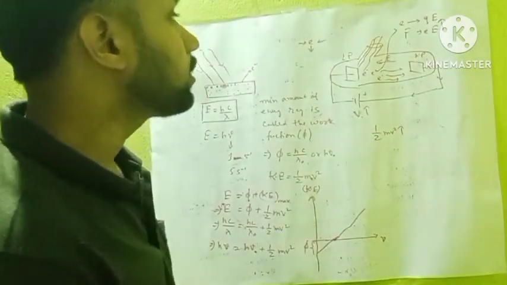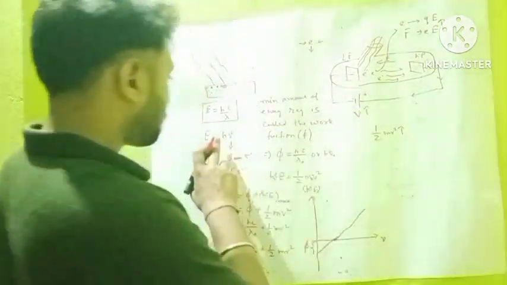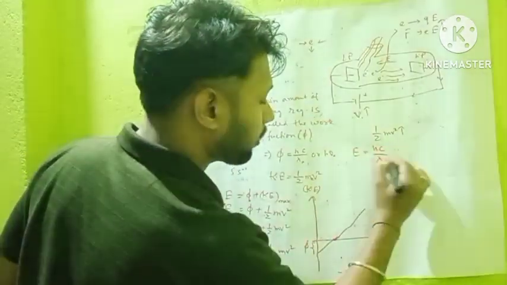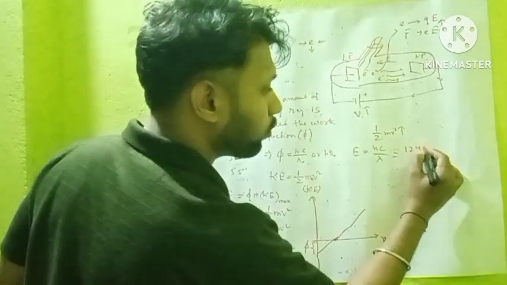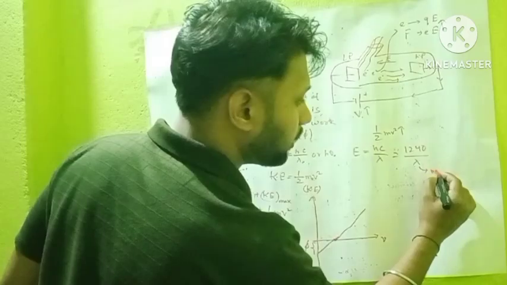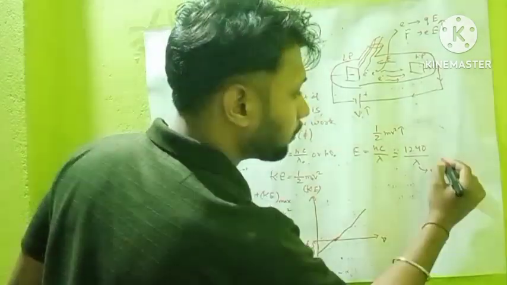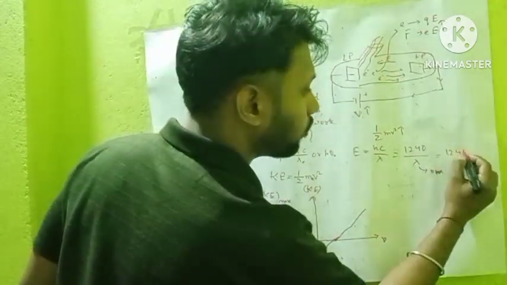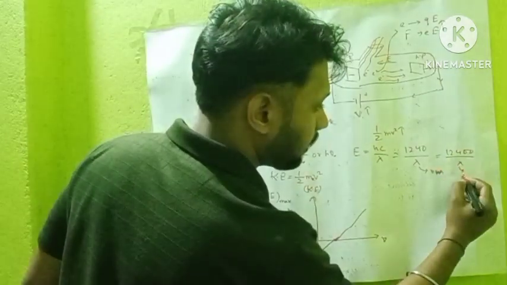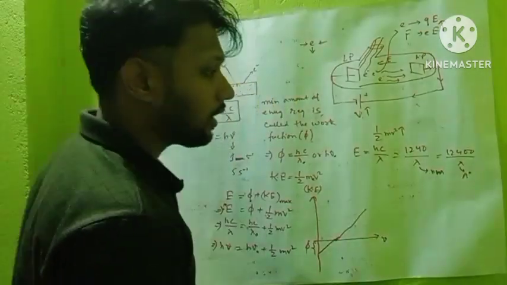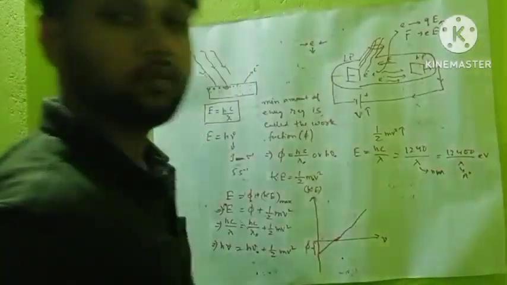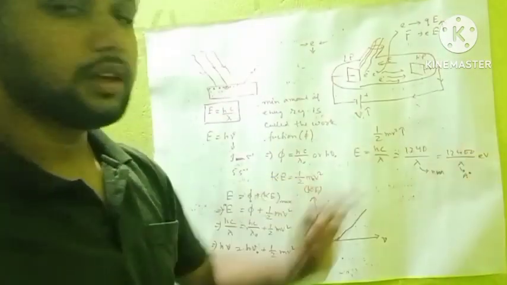And there are many questions. We can say E is equal to hc by lambda. We can also write it as 1240 by lambda, in which lambda is in nanometer, or 12400 by lambda, where lambda is in Angstrom. And this energy value will be in eV, electron volt.